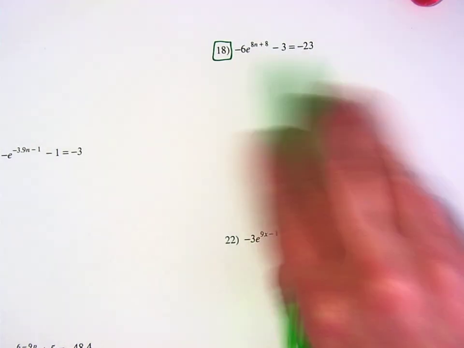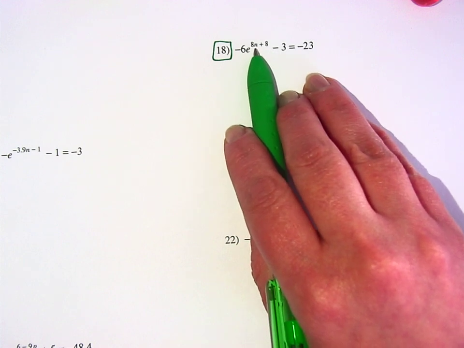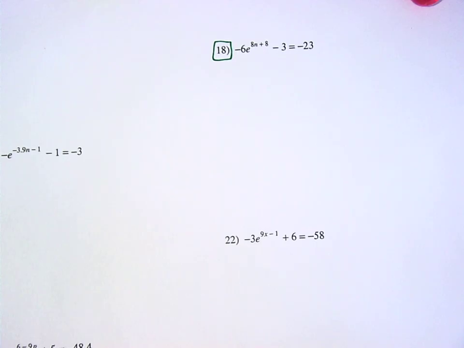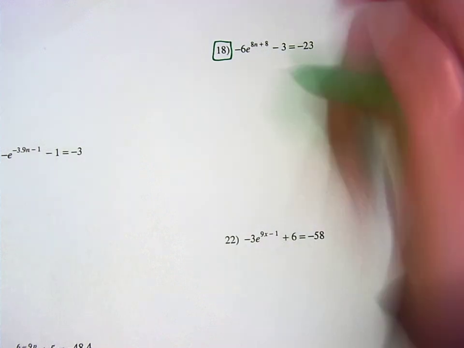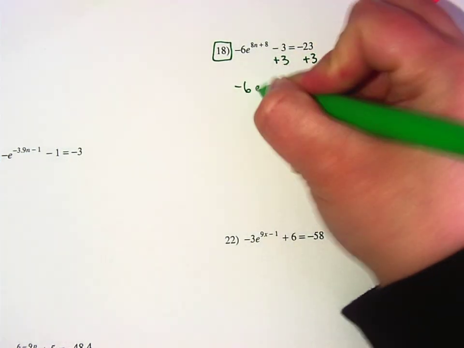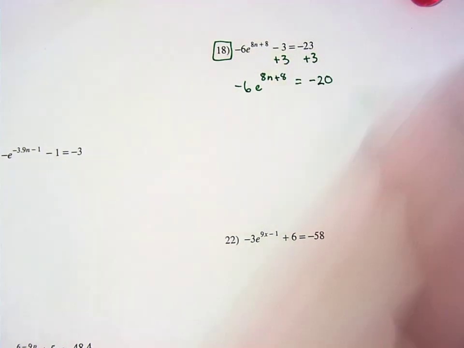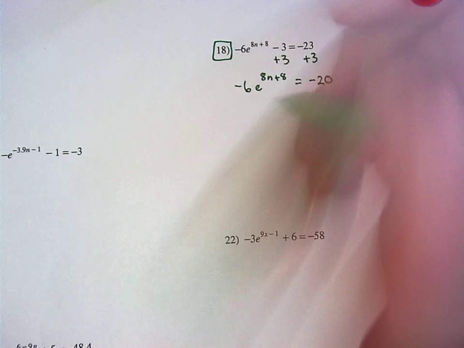So let's get rid of this stuff. We know we're going to use a log because you see the variable and the exponent here. So what should I do first, do you think? Think I should do a natural log immediately? No, it's just like solving a regular equation. Take it apart piece by piece. What should we take apart first? I'd add 3 first, yes. You guys get negative 20 on that side? Now what? Divide by negative 6.